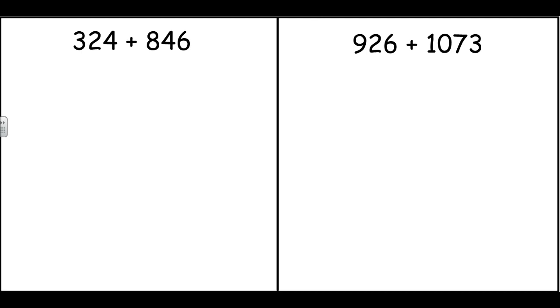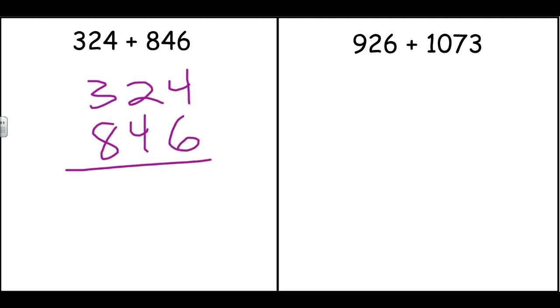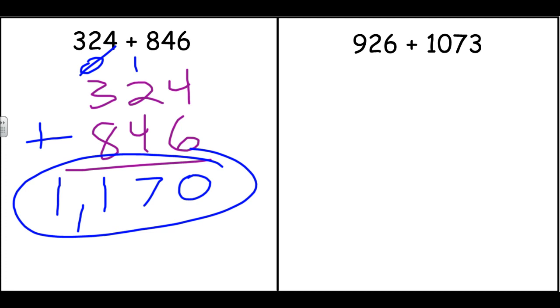So for the one in the left-hand column, 324 plus 846, line up the columns so the ones are in the same place. 4 plus 6 is 10, carry the 1. 1 plus 2 is 3, plus 4 is 7. No need to carry the 1, so we don't add anything up there. 3 plus 8 is 11. Since there's no extra place value after the hundreds, we can just write down that 11 because that is the largest place value that we have.